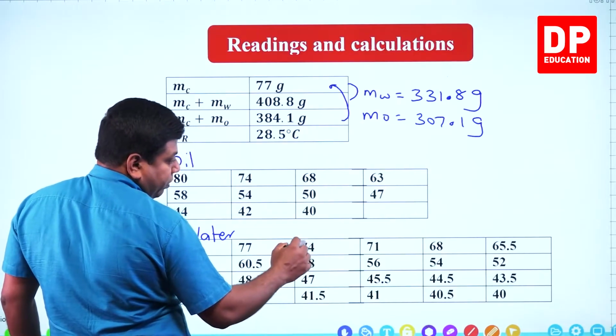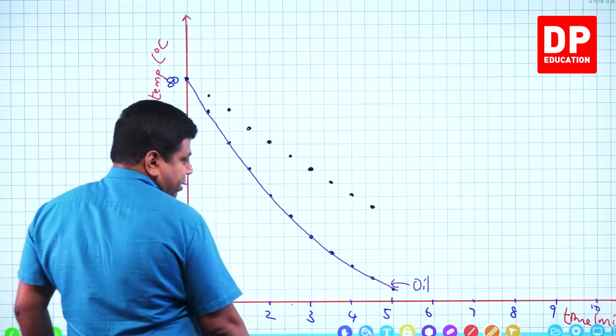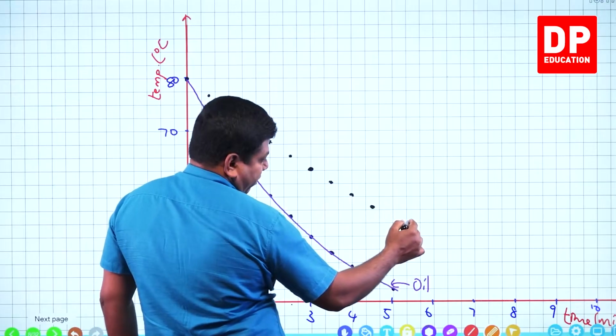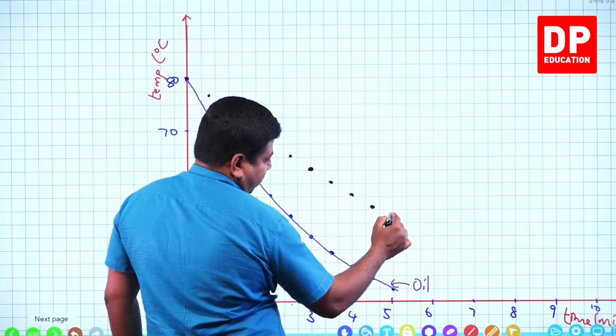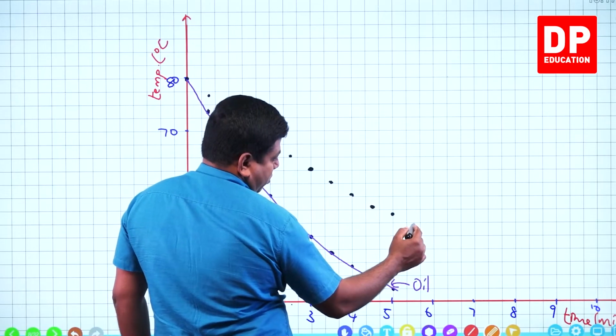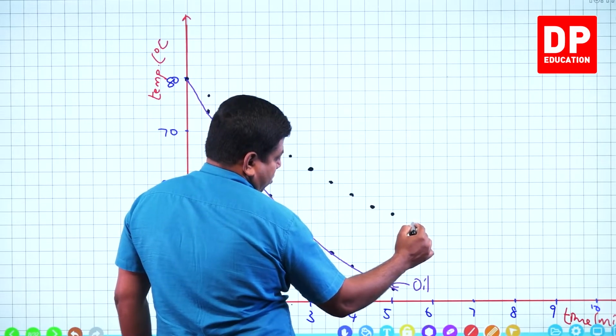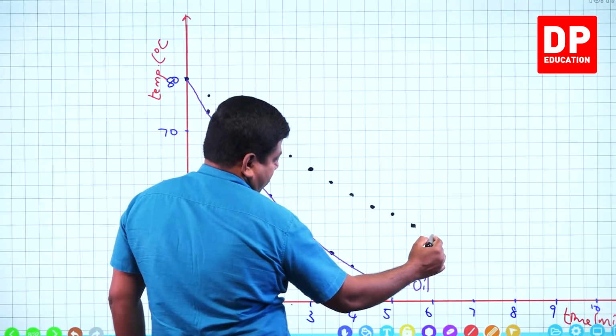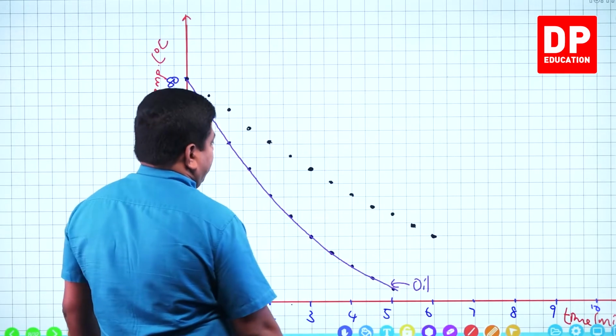Then 54, 52, 50. 54. 52.5. 54. 52. 50. That's 50.